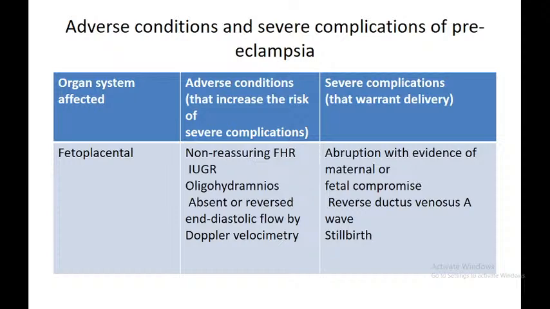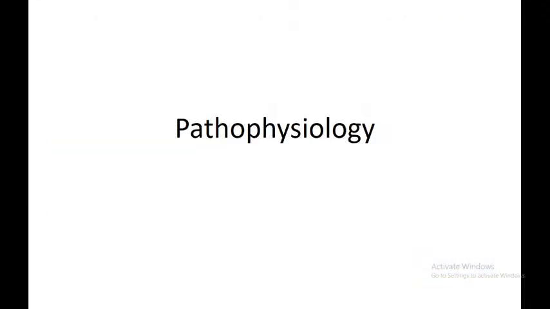And coming to the fetal-placental complications, it can be in the form of altered fetal heart rates, or it can be in the form of a fetal growth restricted baby, oligohydramnios, and abnormal changes in the Doppler velocimetry. And at the other end, we see abruptio placentae and its complications, sometimes leading even to a stillbirth.